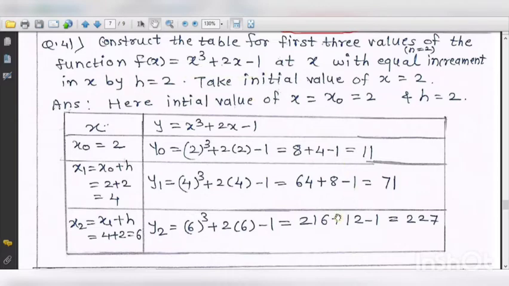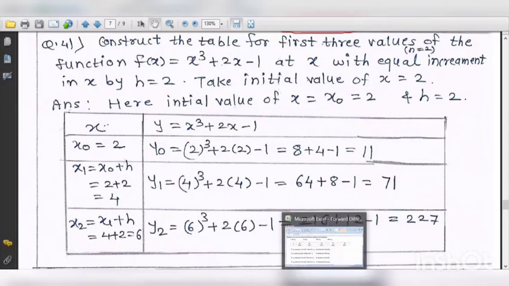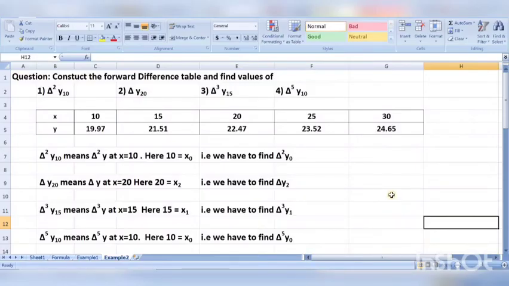Let us go to the next example. We will take the next example on the forward difference table. We will practice it. Let us read this question. Construct the following forward difference table and find the values of delta square y0, delta y20, delta square y10, then delta y20, delta cube y15, delta raised to 5 y10.